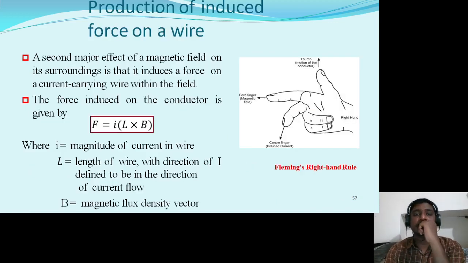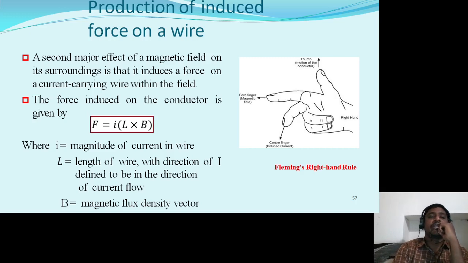So the next concept is production of the induced force on a wire. The effect of the magnetic field on its surrounding is that it induces a force on a current carrying wire within the field. Whenever you place a current carrying conductor in the magnetic field, it may induce a mechanical force.